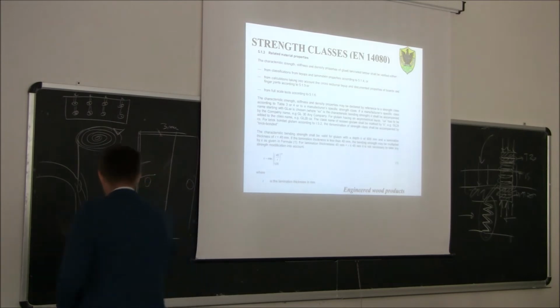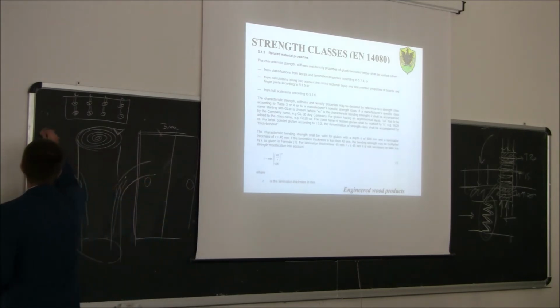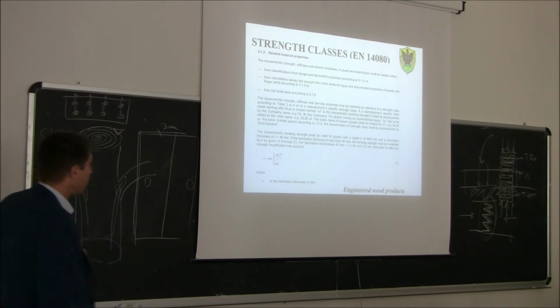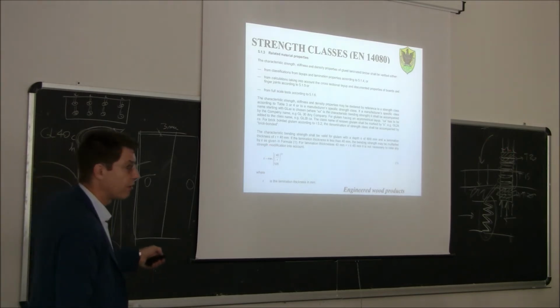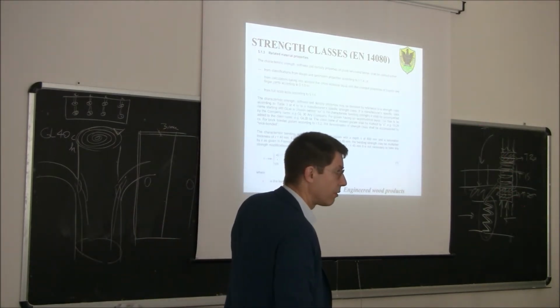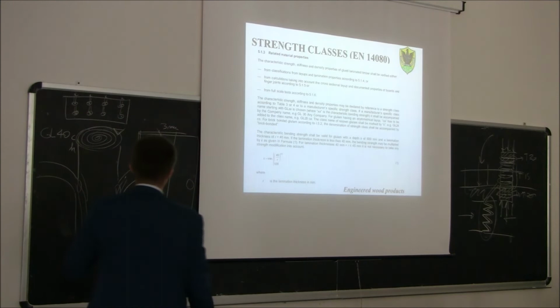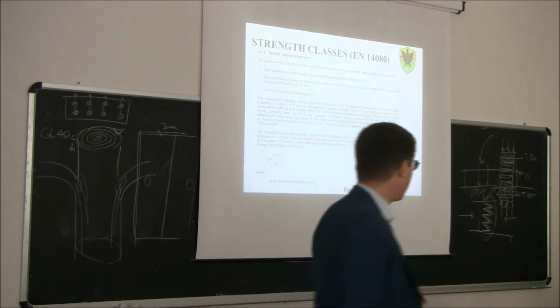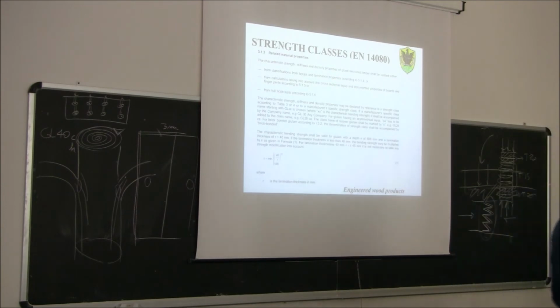Then there is another letter. So for example, GL40 can be C or H, either C or H. C means this is combined glue-lam. Combined glue-lam is what we were saying before, different strength of the boards along the cross-section. Or H means homogeneous. In the case of a homogeneous glue-lam, the boards are all of the same strength class.